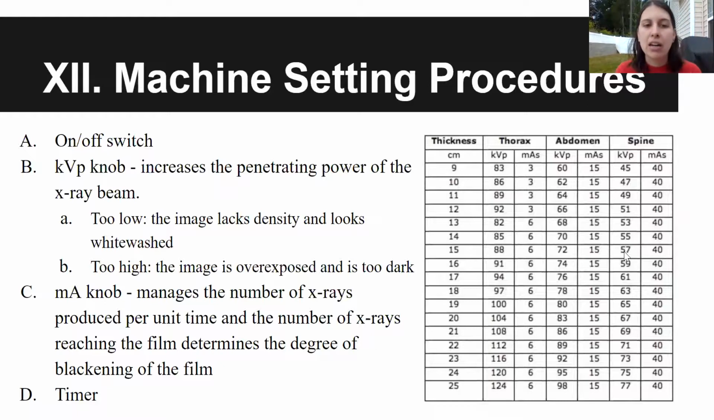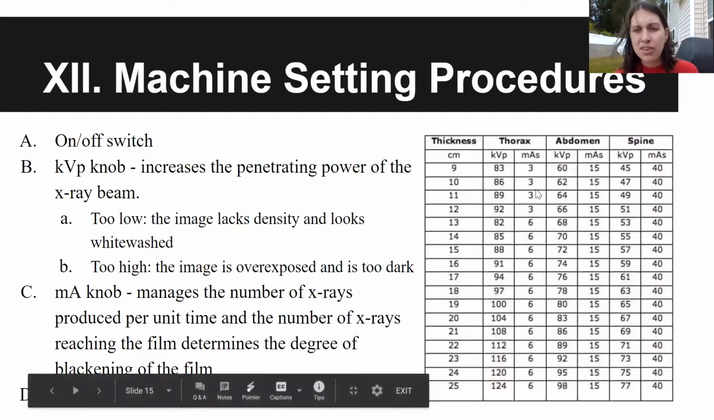The MA knob manages the number of X-rays that are produced per unit of time, so how many little X-rays are being shot to try to capture images. This is more of a standard number, depending on where you're trying to take X-rays.